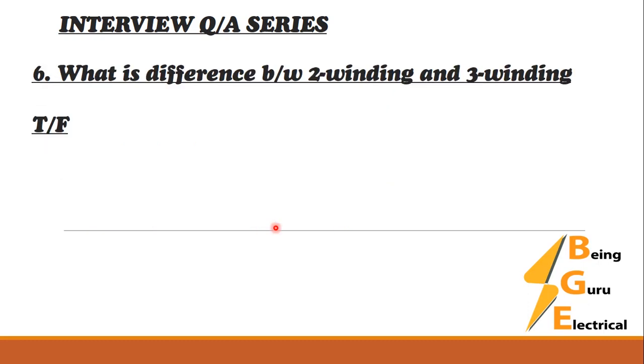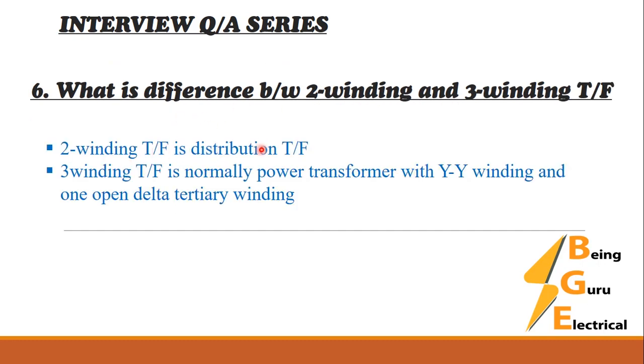Next question we have: what is the difference between 2-winding and 3-winding transformer? This is an important question in electrical interviews. So let's see, a 2-winding transformer is a distribution transformer. There are only two windings, one is primary, one is secondary. Primary is receiving the power and through secondary it is giving out the power.